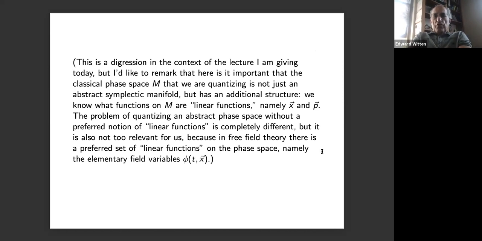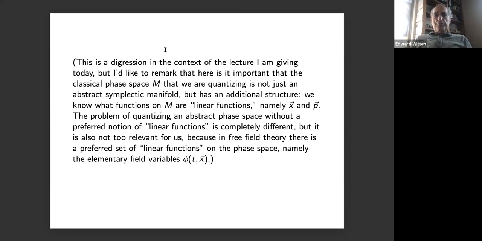Now, this slide is a digression in the context of the lecture, but there's a remark I want to make. It's important here that the classical phase space was not an abstract symplectic manifold, but has an additional structure. We know what functions on the phase space are linear functions, namely X and P. So the problem of quantizing an abstract phase space without knowing what are linear functions is completely different and highly problematical. But it's not relevant today because in free field theory, there is a preferred set of linear functions on the phase space, namely the elementary field variables phi of T and X.